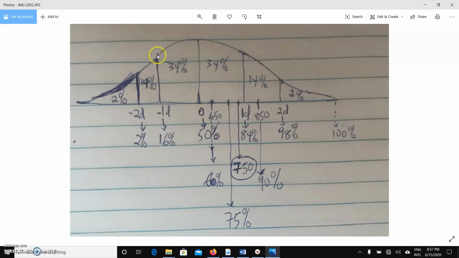Draw one line here. Draw one line here. So that's one standard deviation. From here to here is one standard deviation, and from here to here is one standard deviation. But this one is to the negative side, that's why I put minus. This side is positive, that's why I put 1.